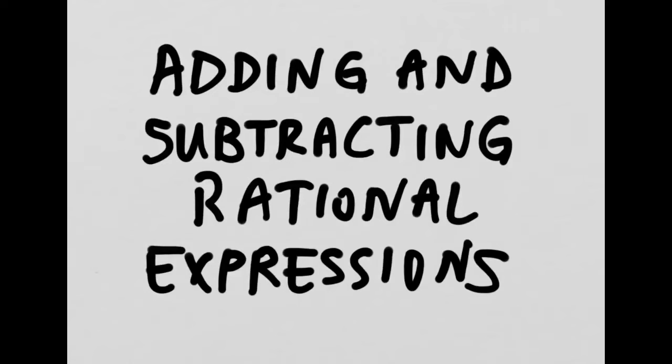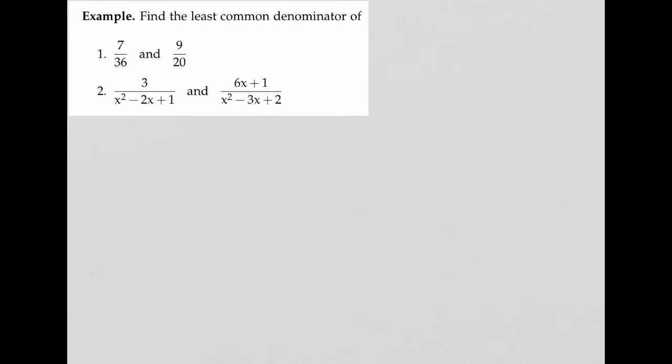In this video, I'm going to go over some examples of adding and subtracting rational expressions. But before I do that, I'm going to show you some examples of computing the least common denominator of two rational expressions. Let's start with computing the least common denominator of 7 over 36 and 9 over 20.